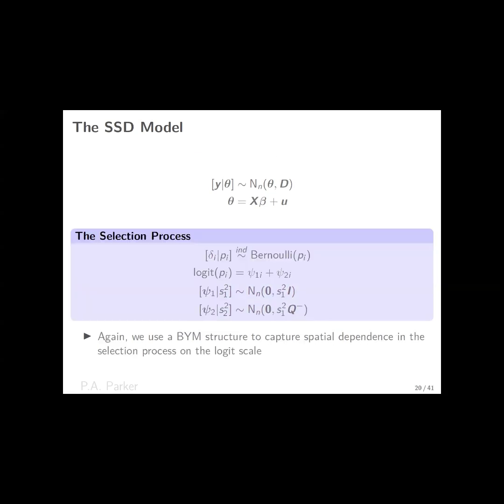If we are putting spatial structure in that random effects stage, we also want to do that for the selection process, those deltas themselves. And so this is the model for that selection process. So we model these indicators delta now as independent Bernoulli with their own unique area level probabilities, p sub i. And we model those probabilities on the logit scale again with that BYM structure. So we have psi1 and psi2, where again, psi1 is an IID component, psi2 is an ICAR spatial component. And so we're putting spatial structure into both the random effects stage and the selection process stage.